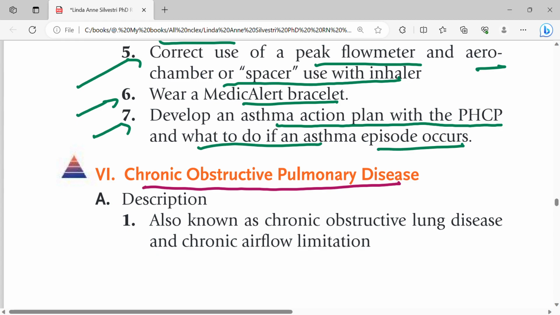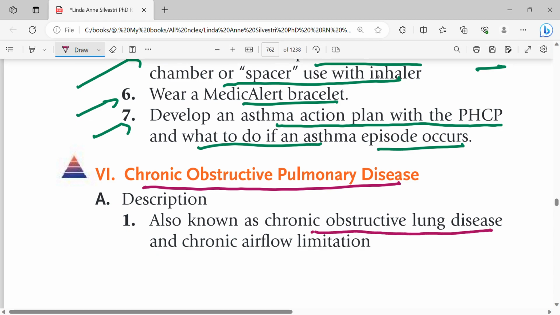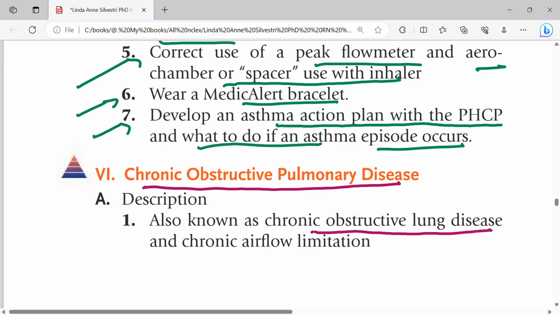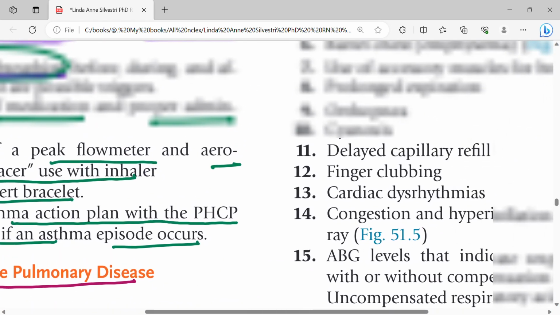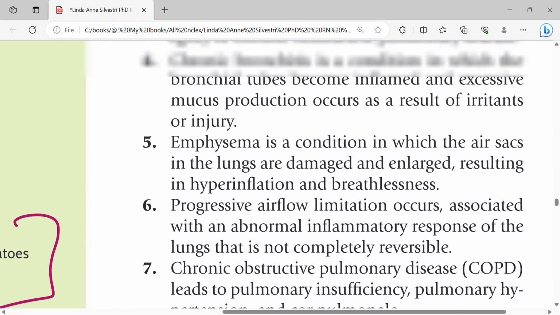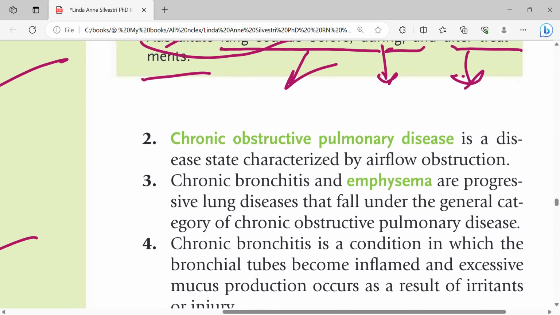So it is also known as chronic obstructive lung disease. We can say COPD, chronic obstructive pulmonary disease, or COLD, chronic obstructive lung disease, or chronic airflow limitation. Okay, so what is that? Chronic obstructive pulmonary disease is a disease state characterized by airflow obstruction.